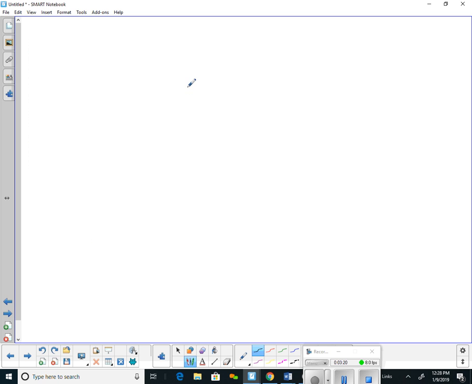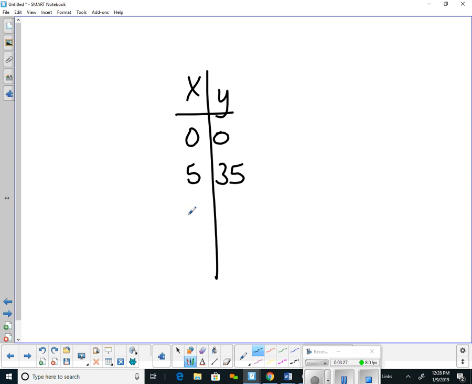Okay, let's look at another one. So in this one, I want you to tell me what you're going to do first. Okay, now, so here, we're multiplying by 7. We're multiplying by 7. So my equation here would be what? Seven x equals y.